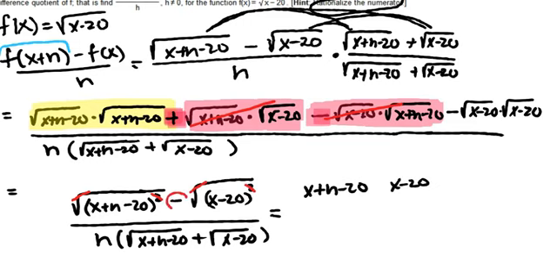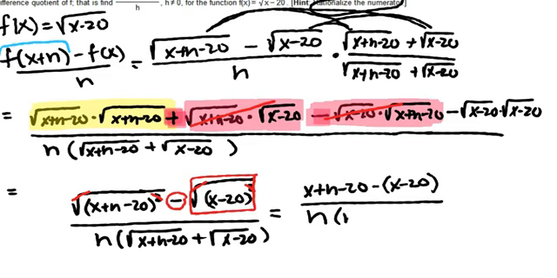But be careful, this minus sign applies to this whole expression. So we need to put minus in parentheses here to make sure that minus sign applies to all of those terms. And once again, we're leaving the denominator the same in factored form, and you'll see in just a moment why we did that. So we have h times square root of x plus h minus 20 plus square root of x minus 20.